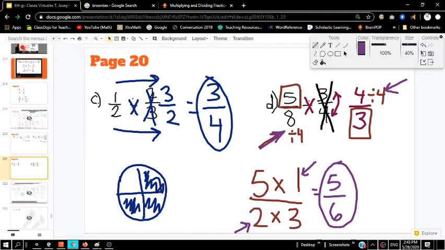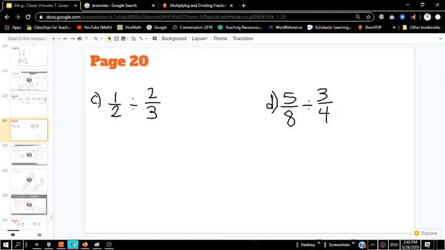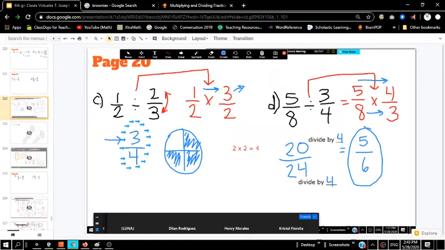All right, we're going to do the other four problems that are on the bottom of page 20. Letter E is the first one. If you need to check your answers in any one of these, you can check them. Here's another way that I did it. I just multiplied across and found 20 over 24, and then I divided both by 4 to get 5/6. So that's just another way of doing it. There are plenty of ways to do these problems.